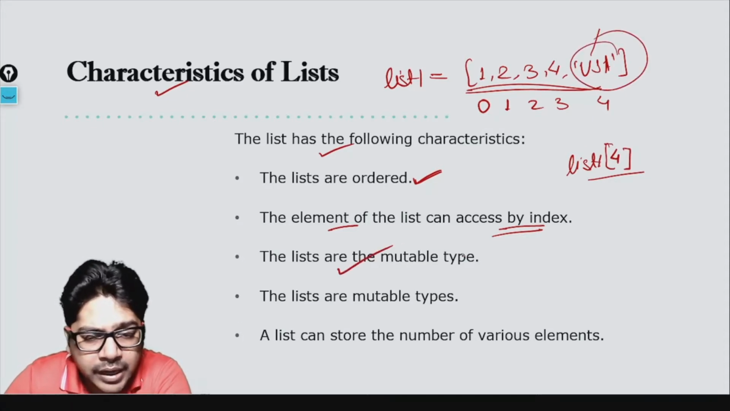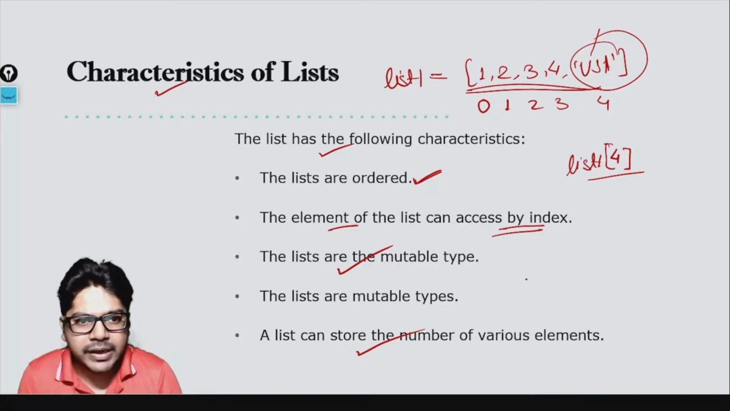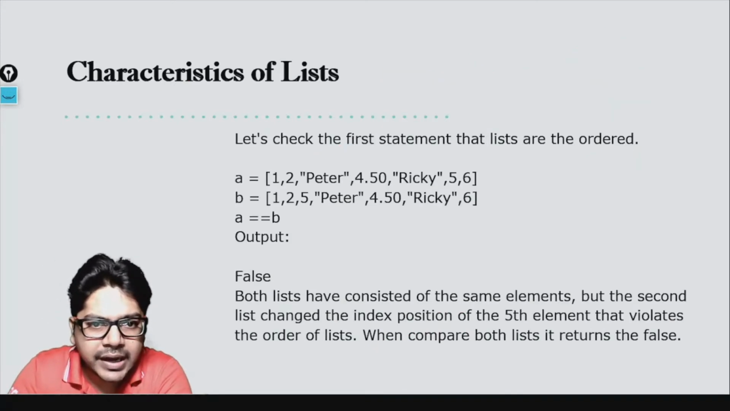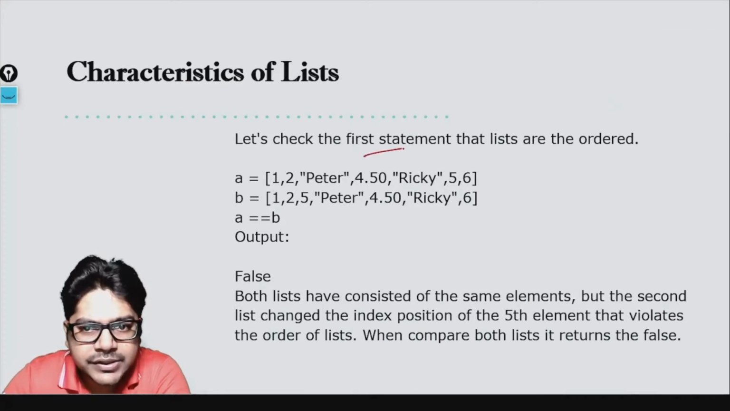Lists are a mutable type, it means you can modify it. Okay, and then a list can store a number of various elements, whatever you want. Okay, so these are the characteristics of a list. So let's check the first statement, that lists are ordered.